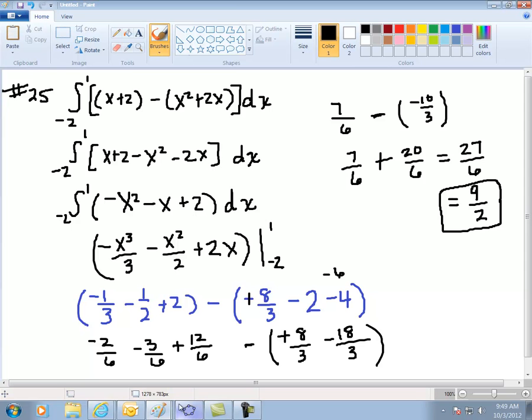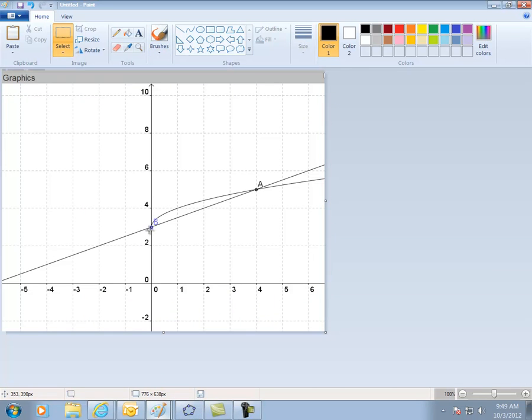Let's do one more example. Again, I'm going to start with the graph function here. I'm doing number 29. I have the square root of x plus 3 graphed here, and down here I have the linear function 1/2 x plus 3 graphed. You can see they intersect here at 0, 3 and here at 4, 5.